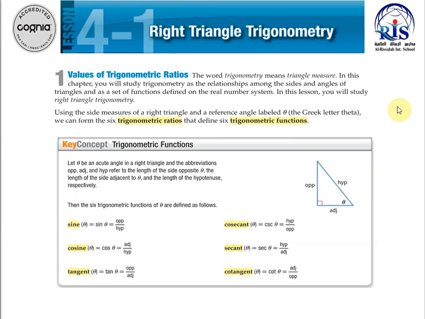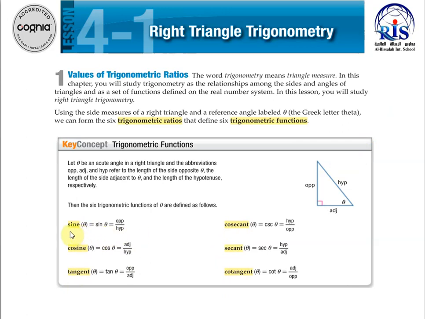Hello, today we will speak about right triangle trigonometry. First, we will define the ratios sine, cosine, tangent, and cosecant, secant, cotangent.